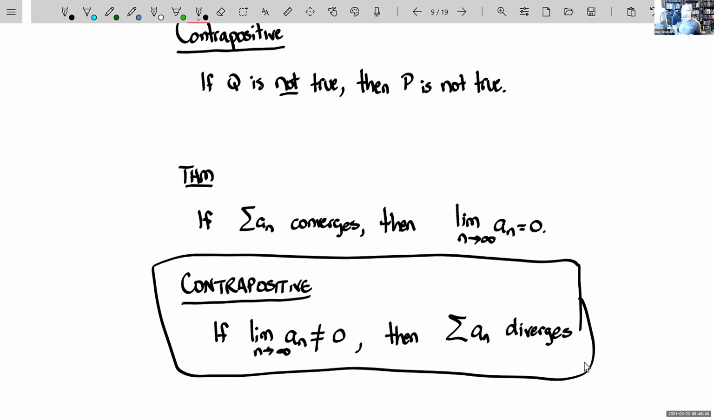So for an example, let's see if I can make one out of the Pythagorean theorem. If you have a right triangle with side lengths a, b and hypotenuse c, then a squared plus b squared is equal to c squared. Contrapositive: if a squared plus b squared is not equal to c squared, then you do not have a right triangle. Right? So that's kind of the idea of a contrapositive.